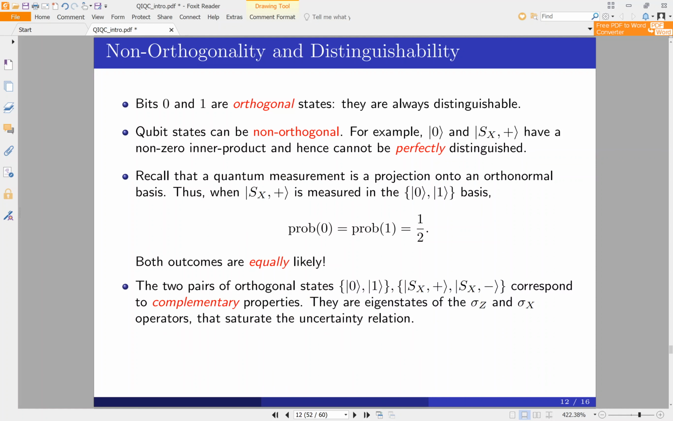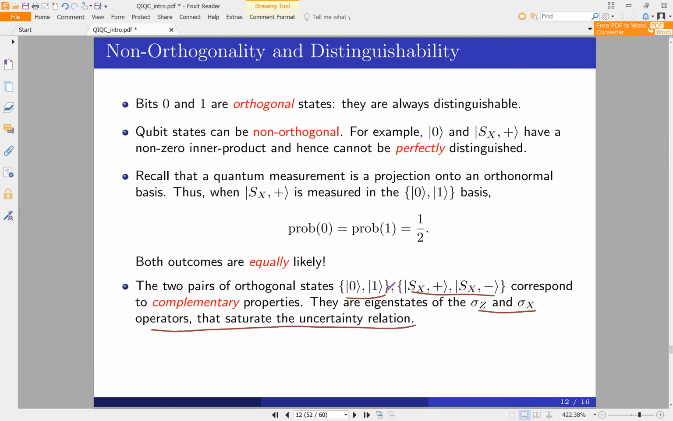So such operators are called complementary operators, or such properties, right? The spin along sigma z and the spin along sigma x, right? They correspond to complementary properties. What it means is these eigenstates, they are eigenstates of sigma z and sigma x, and remember these are two operators that saturate the uncertainty relation.